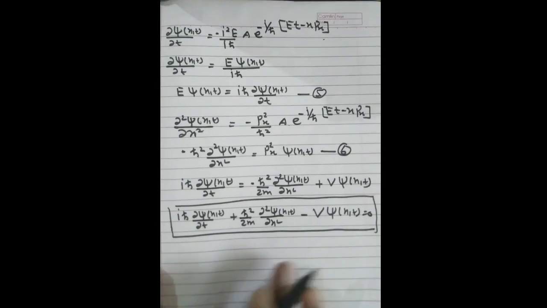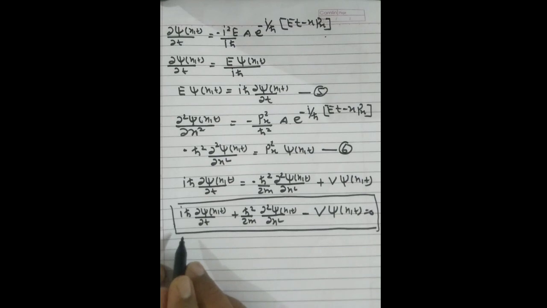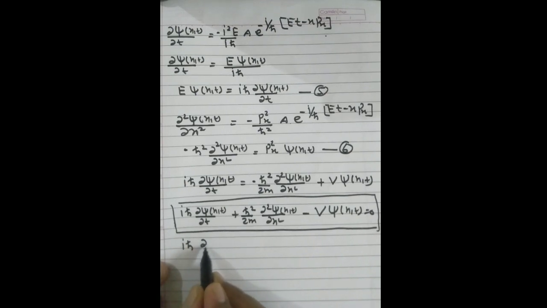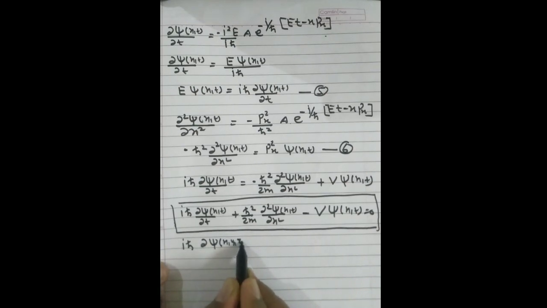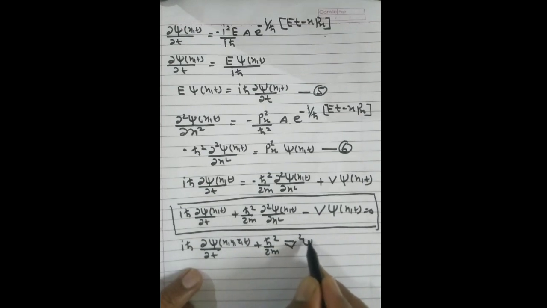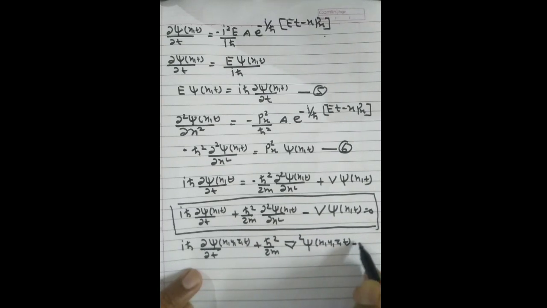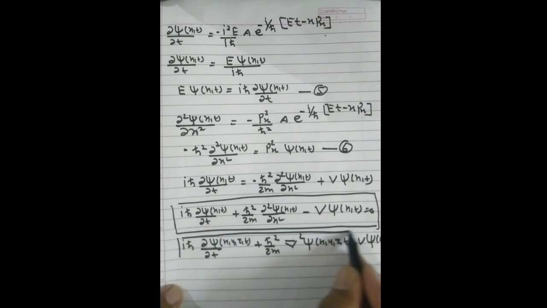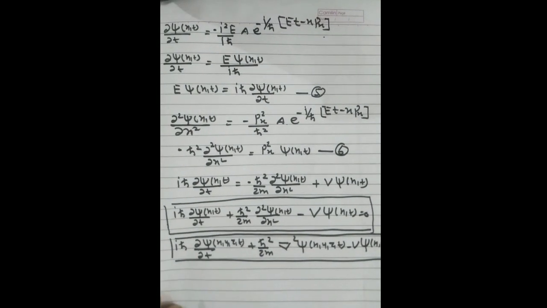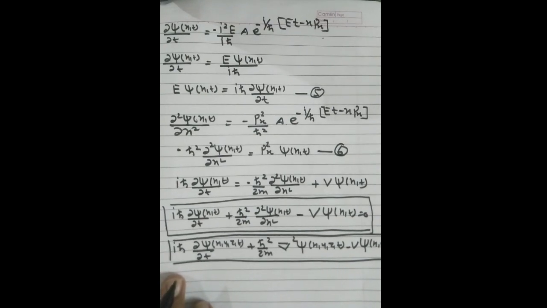In a similar way, the three-dimension time-dependent Schrödinger wave equation can be written as i h cross del psi x comma y comma z comma t over del t plus h cross square over 2m del square psi x comma y comma z comma t minus V psi x comma y comma z comma t. Okay, students, this is the derivation of the time dependent Schrödinger wave equation.